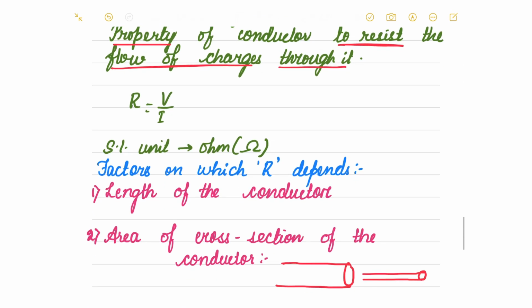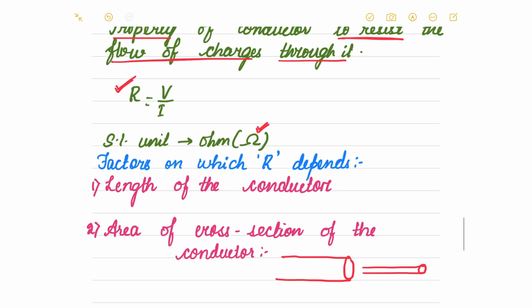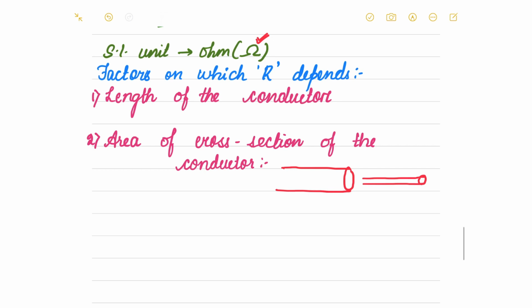So we can write R as V by I. So R can be represented in this way. Now the SI unit of resistance is ohm, written as this. Now let us discuss the factors on which resistance depends.